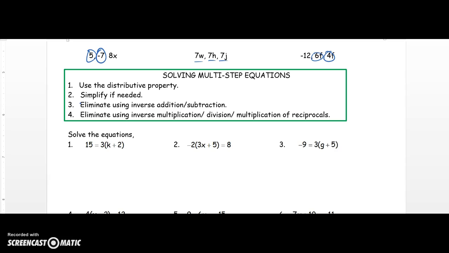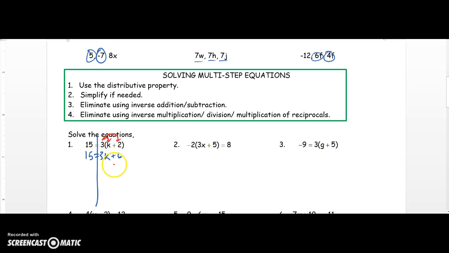Okay, so we have 15 equals 3 times k plus 2. What do we have to do first? We have to distribute first. You always want to get rid of your parentheses. So we have 3 times k and 3 times 2. 3 times k is 3k. 3 times 2 is plus 6. Please write down the rest of your equation.